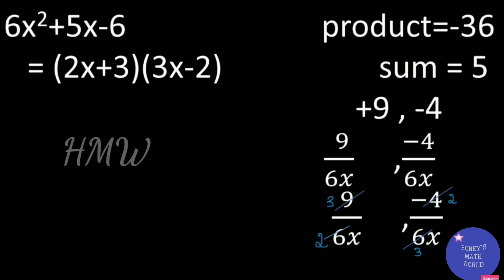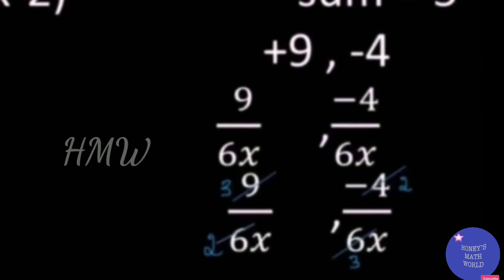Shall we see another example with a shortcut method? 6x square plus 5x minus 6. The product should be minus 36 and the sum should be 5. The numbers are 9 and minus 4. So what should we do here? 9 in the denominator, write the coefficient of x square, that is 6. Put 1x next to that. Next number is minus 4. Below minus 4, in the denominator, you have to write a, that is 6 and 1x.